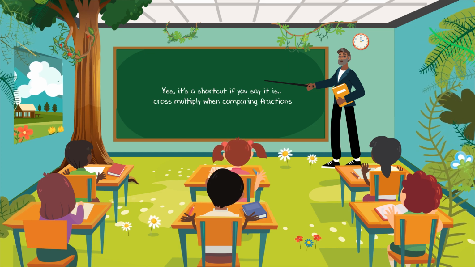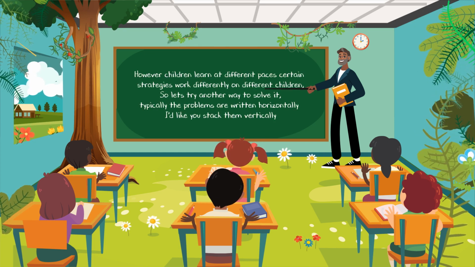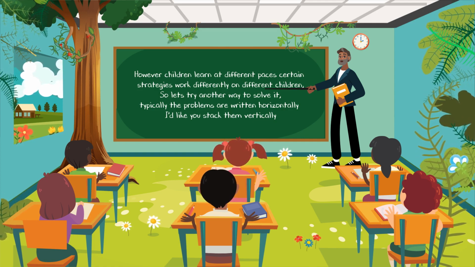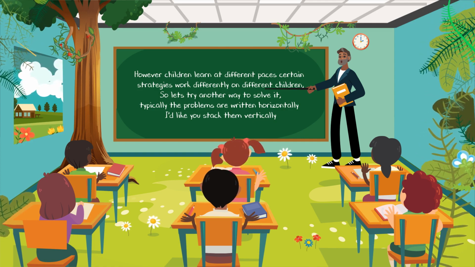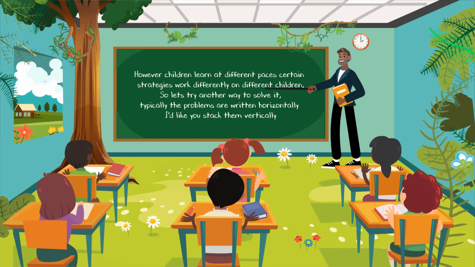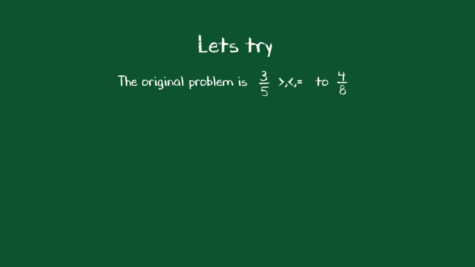Yes, this is absolutely a shortcut. However, children learn at different paces, and so let's try a different way. Typically, the problems are written horizontally. So let's take a look at the original problem. 3/5 is greater, less than, or equal to 4/8. I would like for you to stack that problem up vertically, or up and down, because I want you to see it. And you can't be it if you can't see it.